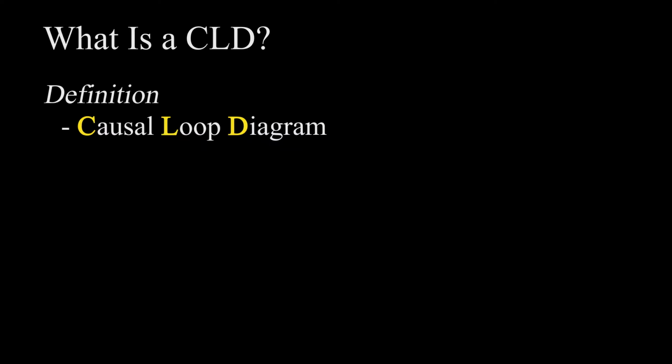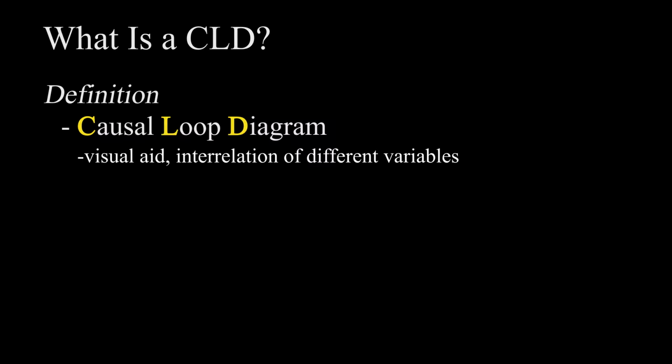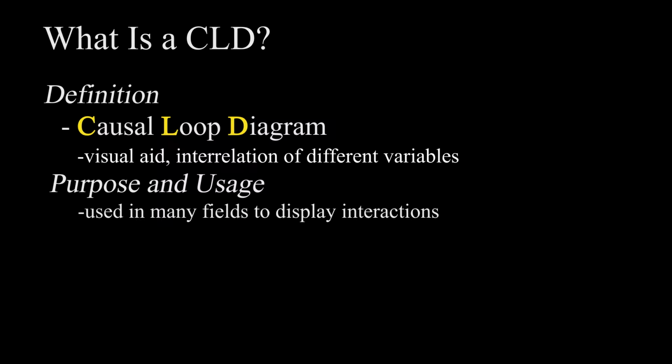What is a CLD? A CLD stands for causal loop diagram, and it is a visual aid that is utilized to demonstrate how different variables in a system are interrelated. Causal loop diagrams can be used in many fields to demonstrate interactions in a system. All systems are comprised of different types of interactions, which causal loop diagrams are able to visually represent.